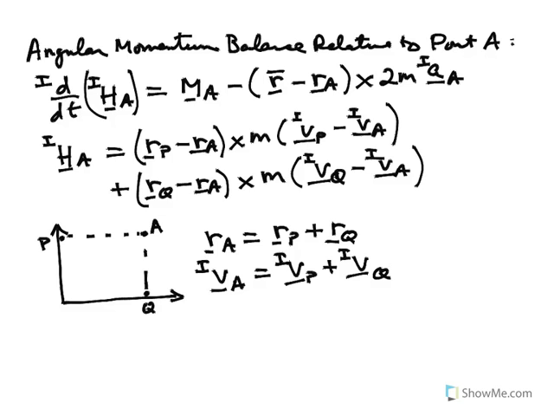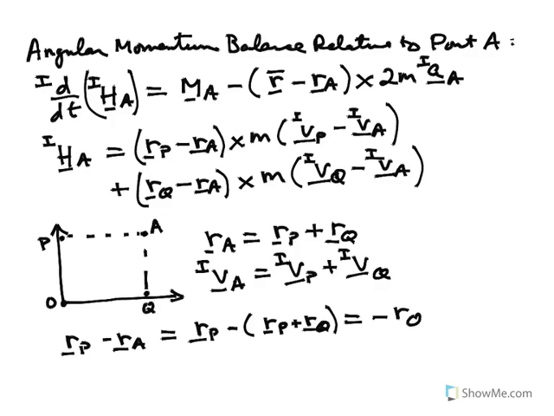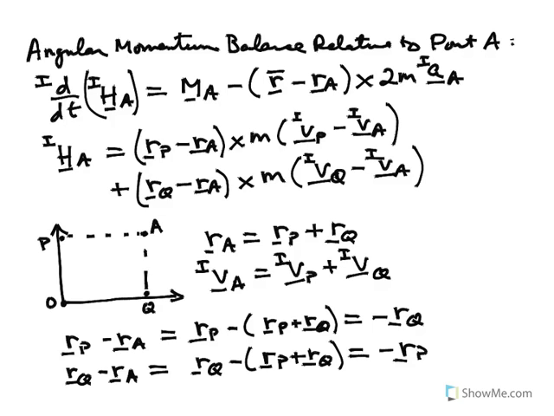Again, we're measuring everything from point O. All distances are being measured from point O. So RP minus RA is equal to RP minus RP plus RQ, which is equal to minus RQ. RQ minus RA is equal to RQ minus RP plus RQ, which is equal to minus RP.